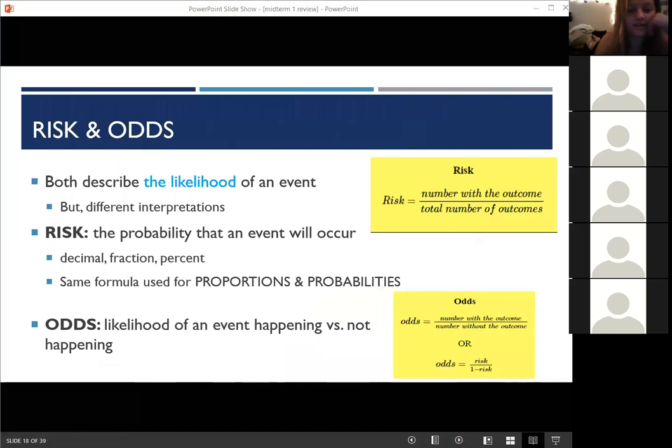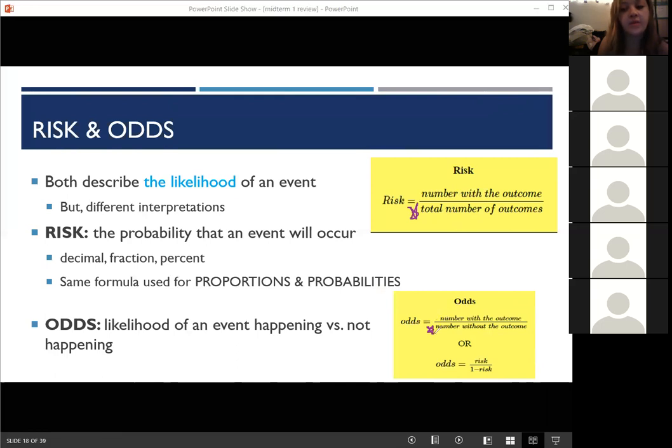Okay, risk and odds. Yes, super fun. So risk and odds are very similar in the fact that they are both describing the likelihood of an event, but you do interpret them differently because your denominator is different in these different equations. So your risk is just talking about basically the same thing as a probability. The probability that it's going to occur, so the risk of it occurring. Because if you hear the risk of this happening is this percent, it's saying what is the probability that this is going to happen? So that's why our denominator here is our total number of outcomes. So we have the number with the outcome, and then we divide that by the total number of outcomes.